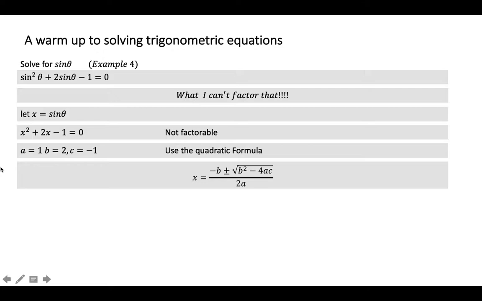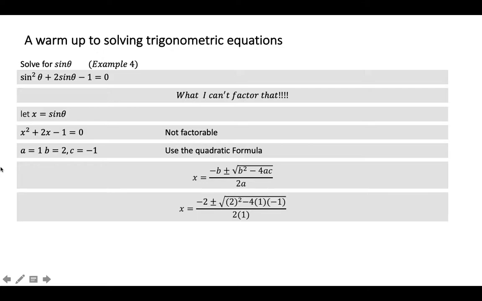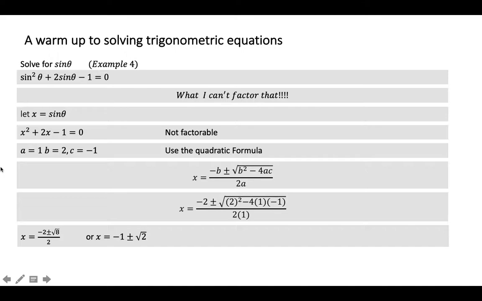I use the quadratic formula to solve for x, plug in my values, and I should end up with the result that x is equal to -2 plus or minus the root of 8 divided by 2, which can be simplified so that x is equal to -1 plus or minus root 2. Remember what you were solving for originally. We're solving for sine theta. So sine theta is equal to -1 plus or minus root 2.